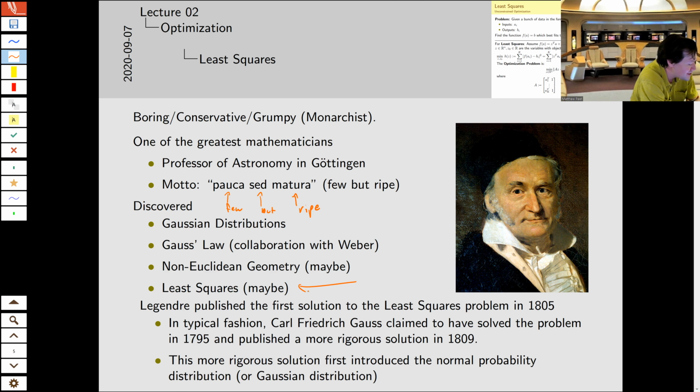But so, Gaussian distributions in probability, right? The Gaussian, or normal distribution, is named after Gauss. Gauss's law in electromagnetism, named after Gauss in his collaboration with Weber. I don't know why Weber didn't get named, but Gauss came up with the formula or the model, which we still use today. Non-Euclidean geometry, the parallel line theorem, right? And of course, least squares.